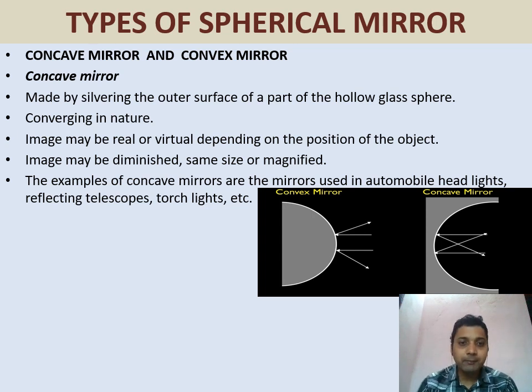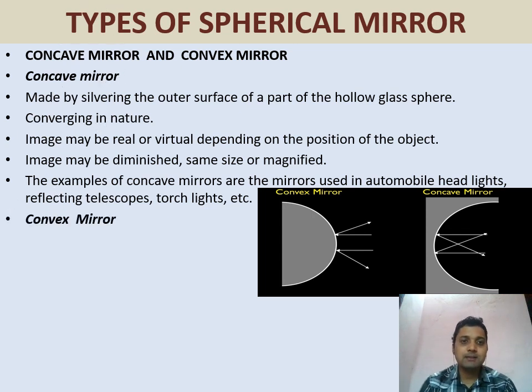A concave mirror can form a diminished, meaning smaller size image. The same size, meaning the size of the object and the size of the image can be the same. And magnified, meaning a bigger one. So it can form every type of image: smaller image, same size image or bigger image. This one is used in automobile headlights, reflecting telescopes and torchlights. And it is also used as a shaving mirror to see facial hair in a magnified image of the facial hair.